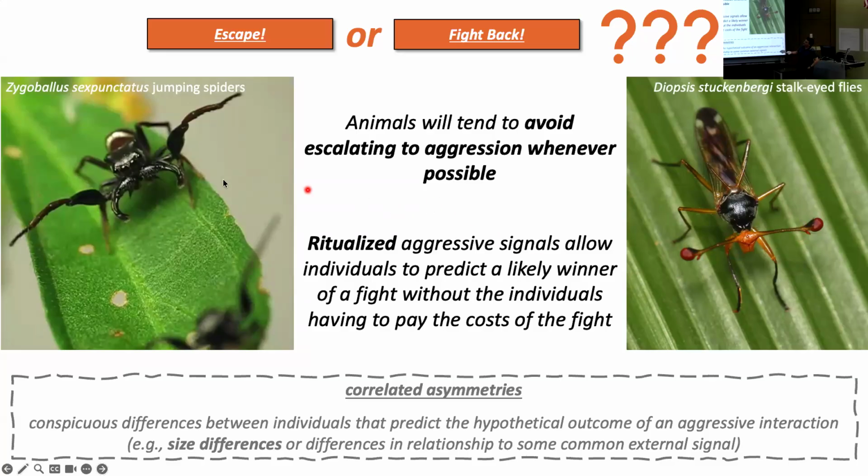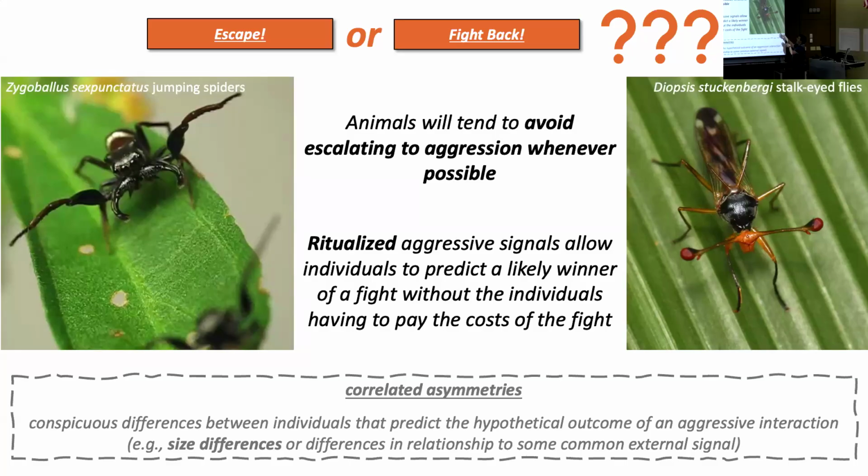And there's some similar things that go on with these jumping spiders that stretch their legs out as far as possible when they approach a potential competitor. So in this case, we refer to these as correlated asymmetries. This is an example where the phenotypic expression is a direct correlate to the likely winner of an outcome.